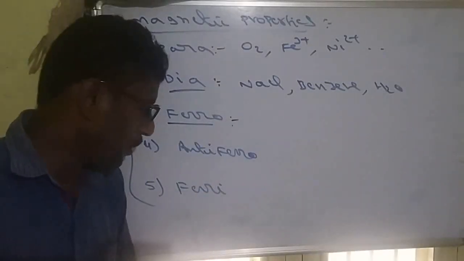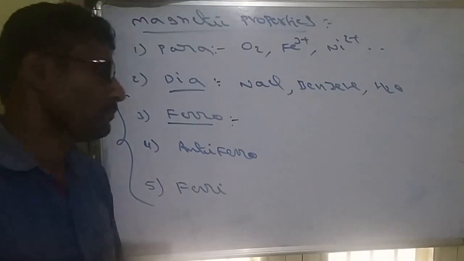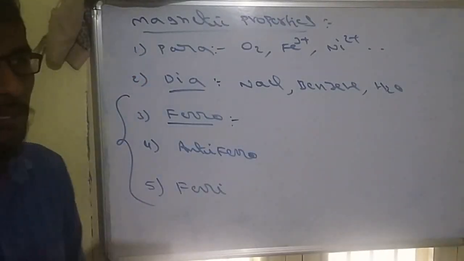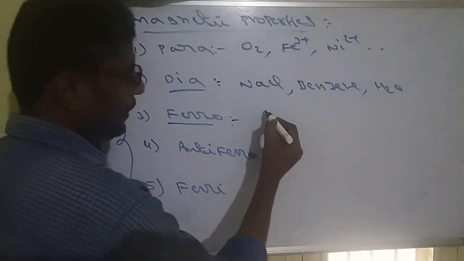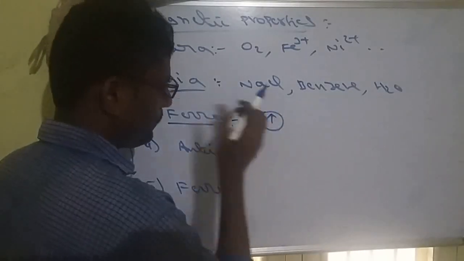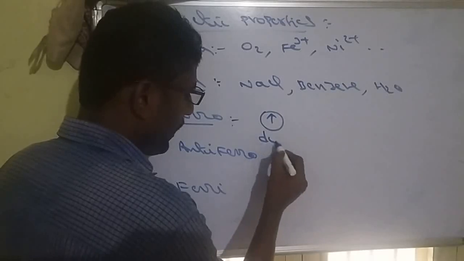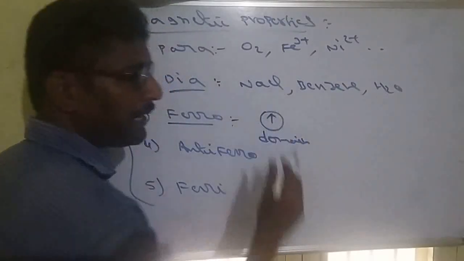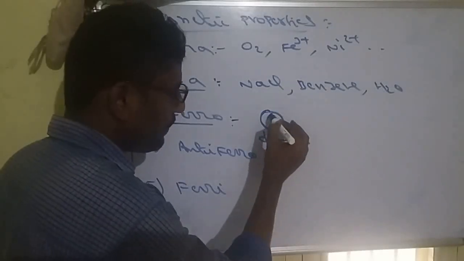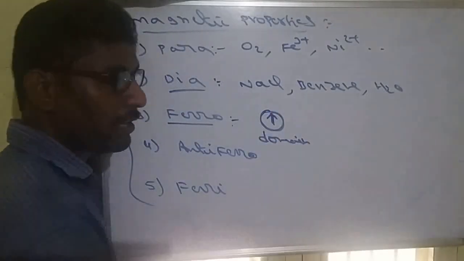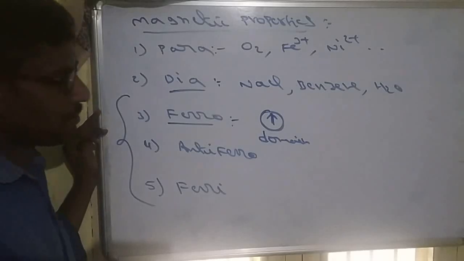So what do ferro, antiferro, ferri mean? In some solids, some positive ions are grouped together. That group is called a domain. So this is a domain. It is a group of metal ions, and it is represented with an arrow mark. So this arrow mark represents a group of ions.